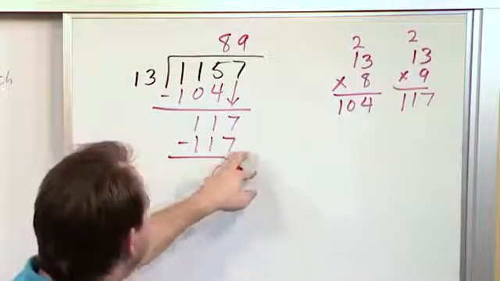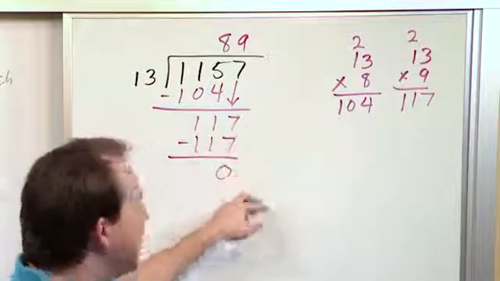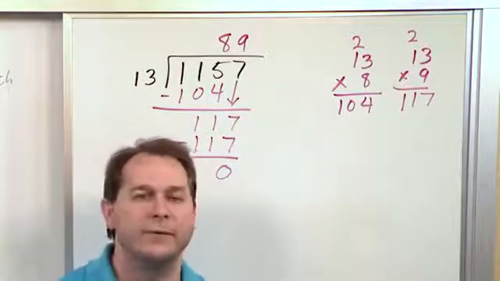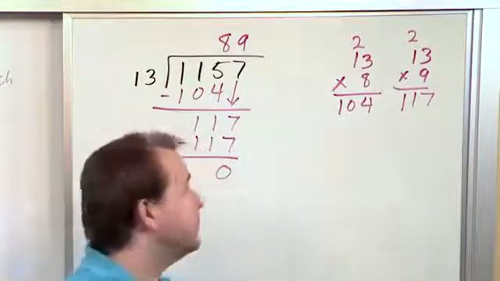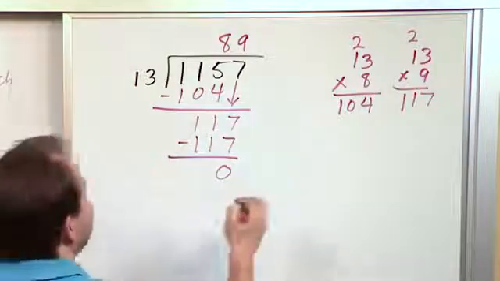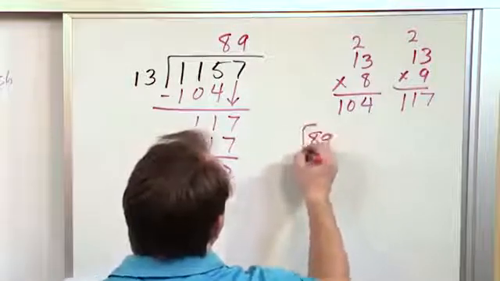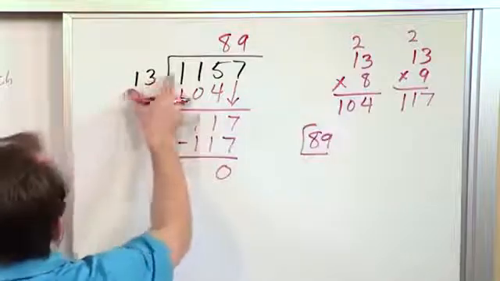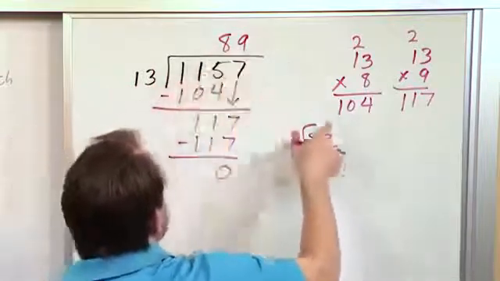After the subtraction, we always check to see if we can pull another digit down. We don't have any more digits. We've done the division. There's nothing left to do. So how many burgers did they sell? 89 burgers that day. Because $13 can go into this pile of money 89 times.